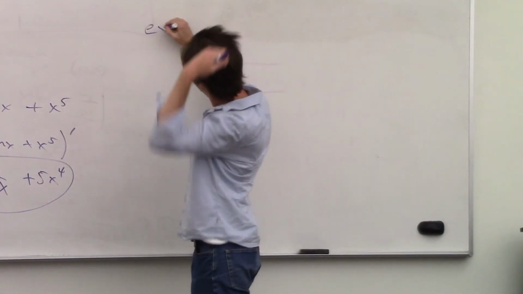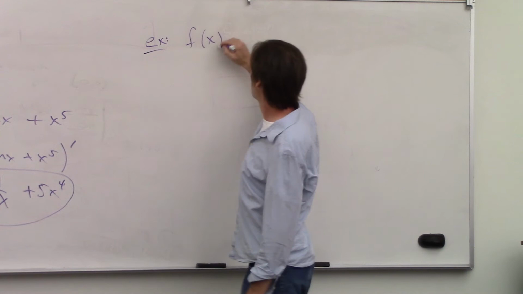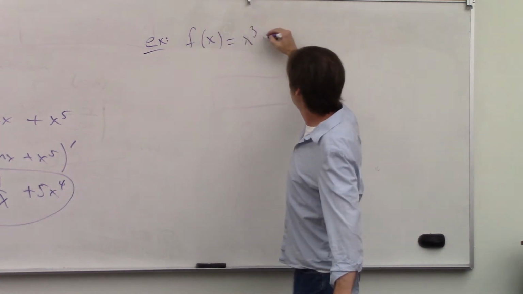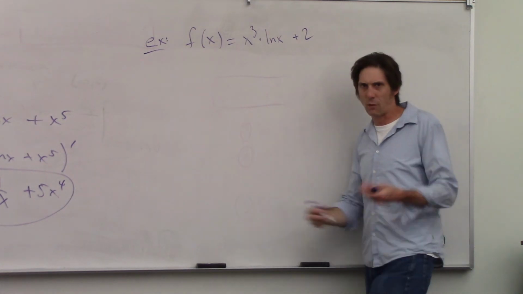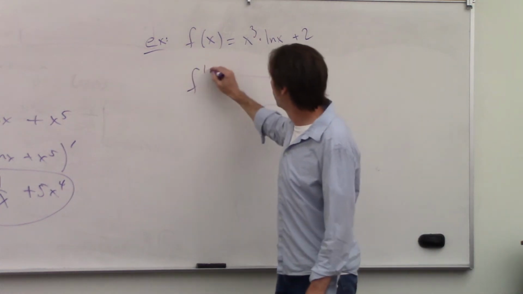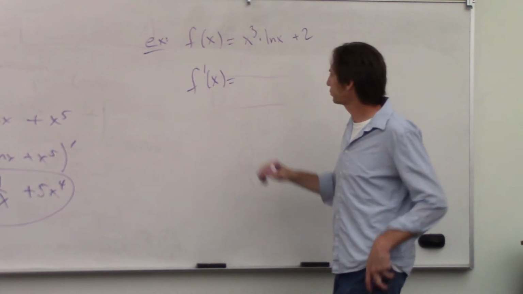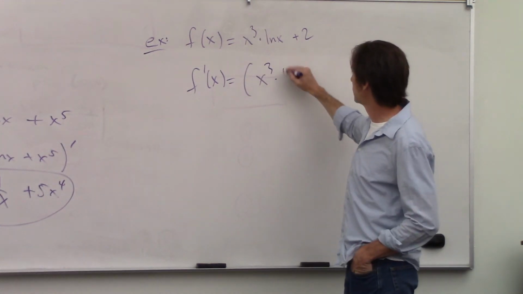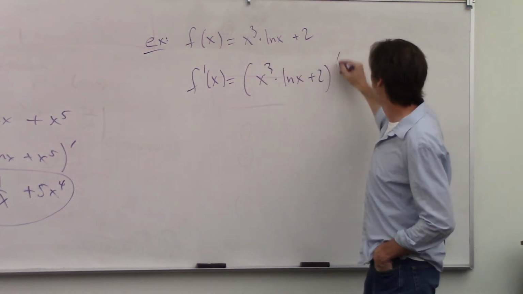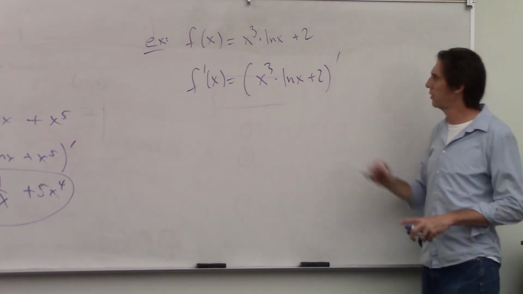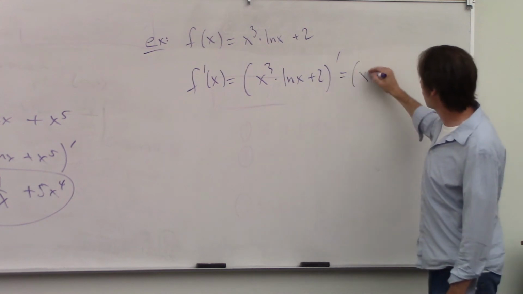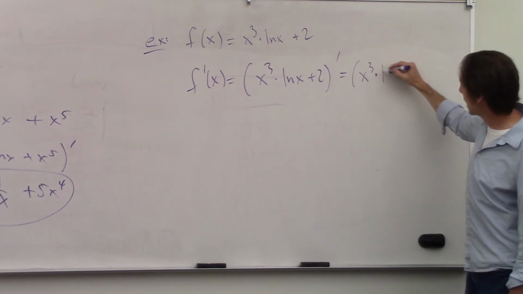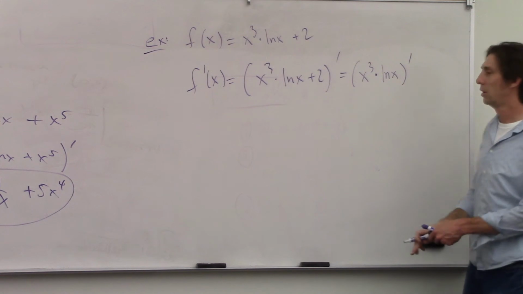Two more examples, slightly more difficult. Let's say f of x is x cubed ln of x plus 2, and I want to find f prime. For f prime, I do the derivative of x cubed times ln of x plus 2. The plus 2 is going to go away because the derivative of a constant is 0. And so now I have to differentiate x cubed times ln of x.